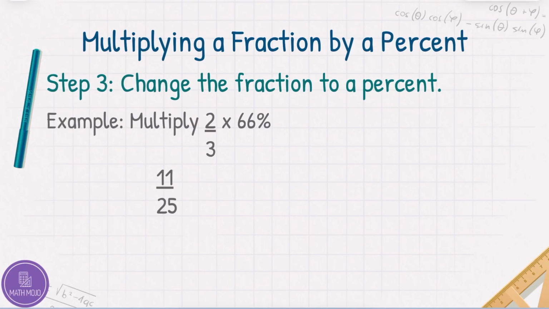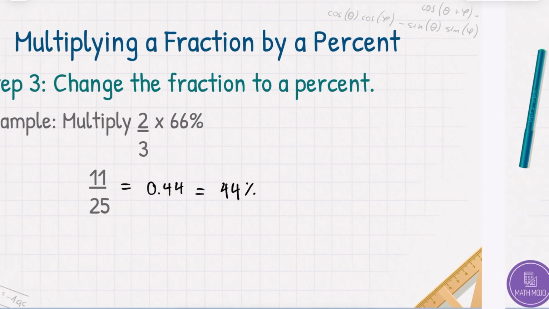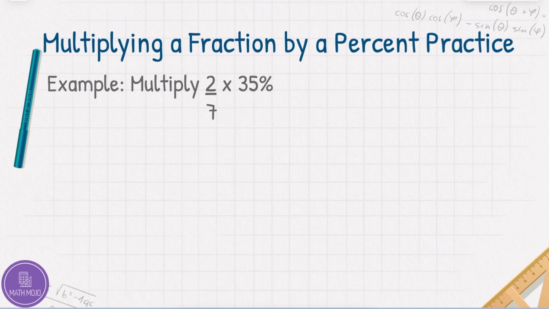Okay, now we can change the fraction to a percent. So to change this to a percent, we can just divide 11 by 25 in our calculator, which is going to give us 0.44. And then to change it to a percent, it would simply just be 44%. And that would be our final answer. Now pause this video and try this example on your own, and then we'll take it up together.